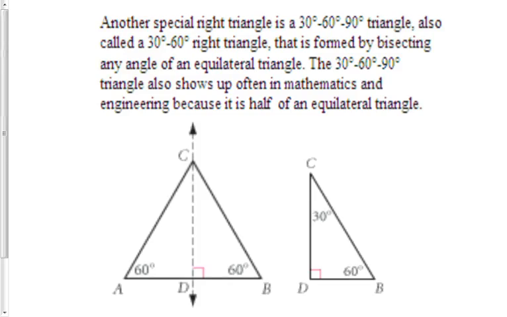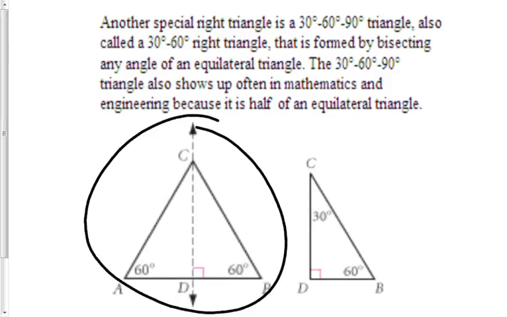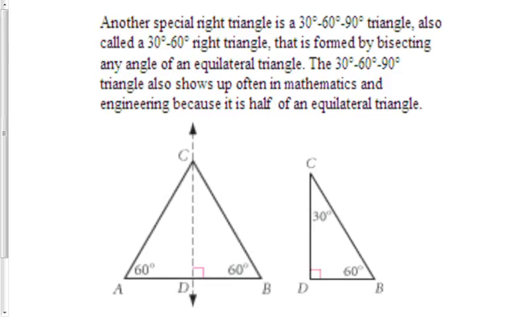So the next special right triangle we're going to talk about is a 30-60-90 right triangle, also called a 30-60 right triangle. And it's formed by bisecting any angle of an equilateral triangle. So down below here, we can see that we have an equilateral triangle right here. And we are bisecting it from top to bottom, right? We're cutting it in half. And what do we end up with?